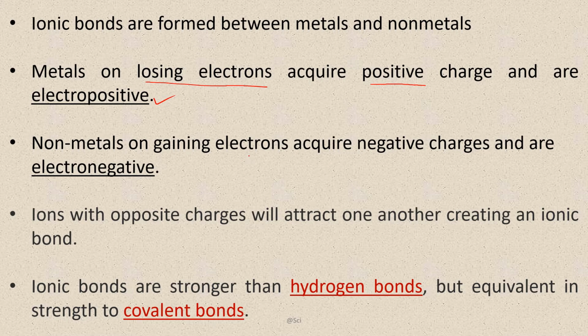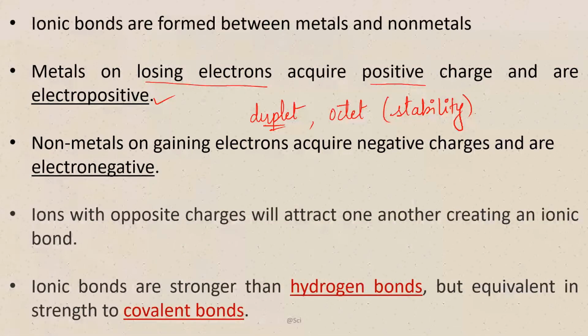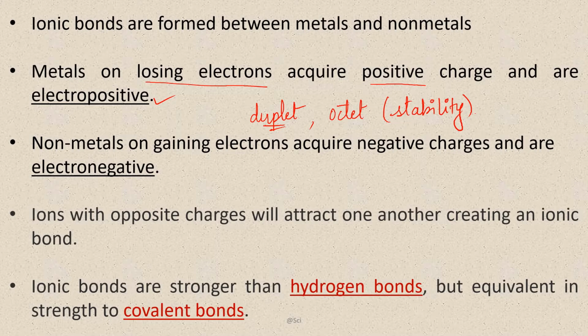Why does the atom lose, and why does the atom gain electrons? It is because of completing a duplet or completing an octet. This is because they are willing to achieve stability. So non-metals will gain electrons, and they will acquire a negative charge, and they are known as electronegative also. So metals are electropositive because they donate electrons, and non-metals are electronegative because they accept electrons, a single electron or two electrons.